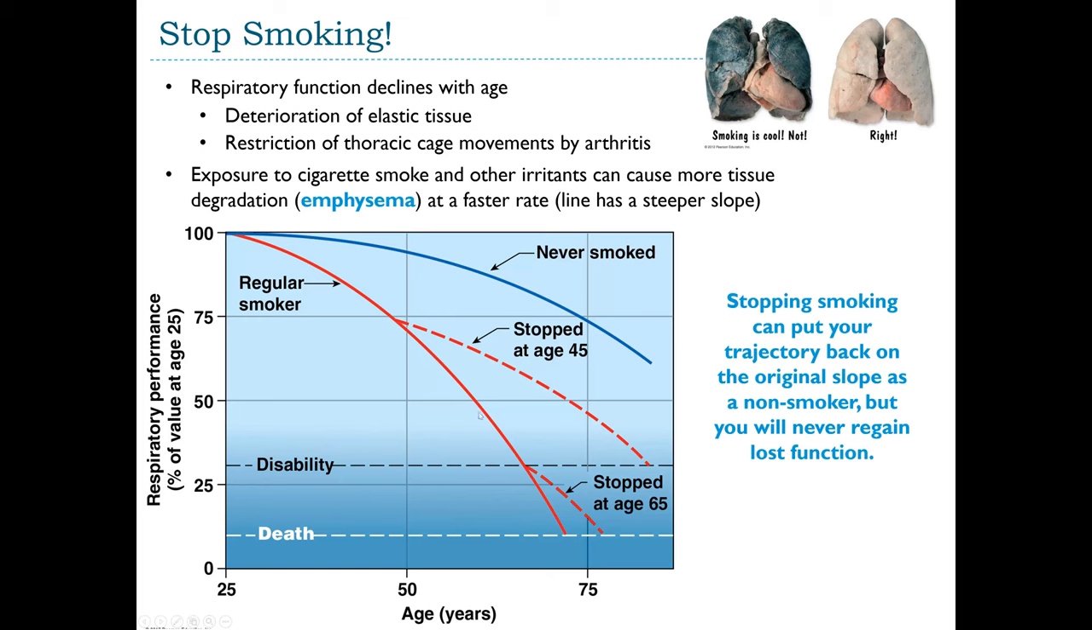So the later you wait to stop smoking, the more damage you're going to have. And whereas you can flatten out your line, you're still going to have problems because you stop smoking so late, you have so much accumulated damage, and you never regain that function that you lost. So it's better to not smoke at all. And if you do smoke, it is best to quit as soon as possible.